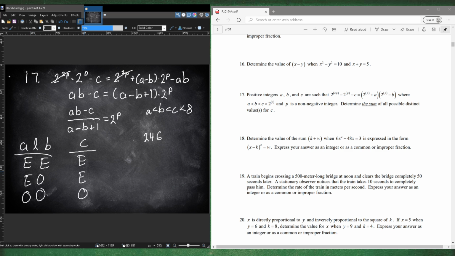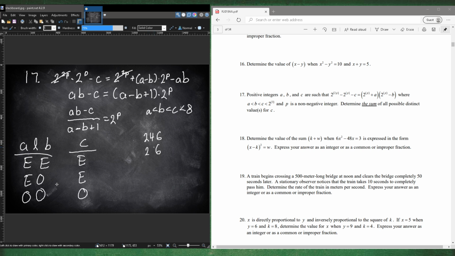Now for even, odd, even, the highest even is 6, right? Now for when C is equal to 6, what can be even and odd for A and B? Well, even could be 2 and 4, and odd could be 1, 3, and 5. So the combinations are 1, 2; 1, 4; 3, 2; 3, 4; 5, 2; and 5, 4, which makes 6 total combinations.